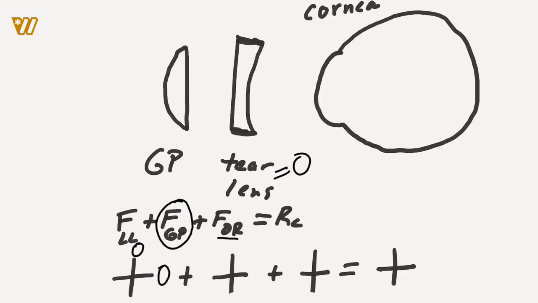Our over-refraction is not given in the problem, so we're going to put in a 0 there, just as a placeholder. And the power of the eye at the cornea, or the vertex spectacle Rx, the subjective refraction at the cornea, is going to be +1.